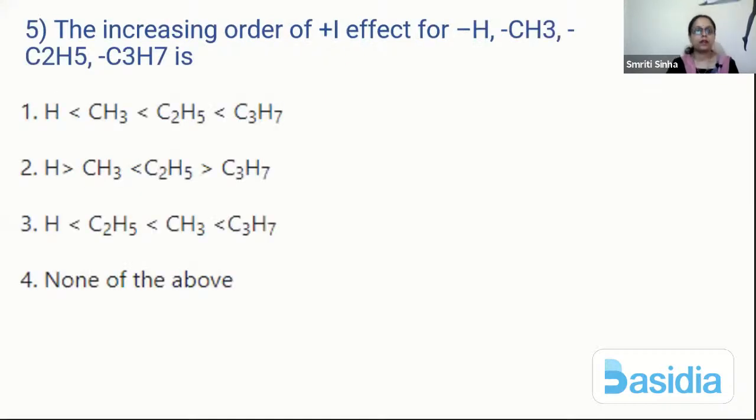Next, the increasing order of plus I effect for H, CH3, C2H5 and C3H7 is. So in which order does this inductive effect increase? Remember, the more the number of carbons, the more the plus I effect, because more will be the electron releasing capacity. More carbons are in propyl, then in ethyl, then in methyl, and then in hydrogen. So propyl will show more plus I effect because of more electron releasing carbons, then ethyl, then methyl, then hydrogen, and therefore option first.